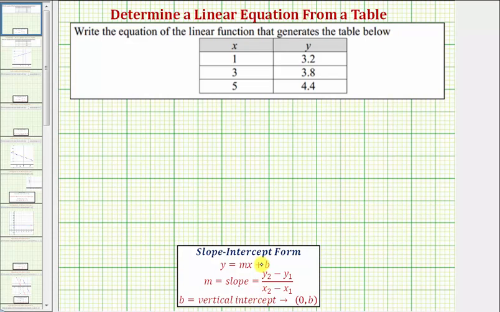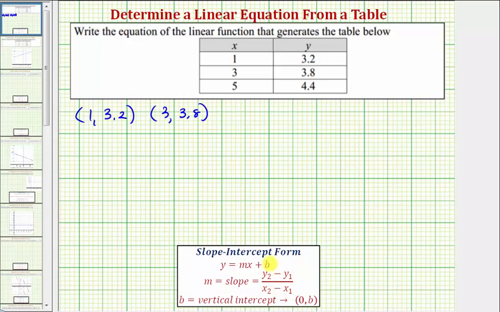And we'll do this using two of the ordered pairs from the table. It doesn't matter which two ordered pairs we use. Let's go ahead and use the first ordered pair, (1, 3.2), and the second ordered pair, (3, 3.8). For the first step, we'll find the slope, which is equal to the change in the outputs divided by the change in the inputs. Or in this case, because we have x and y, we'd have the change in y divided by the change in x.